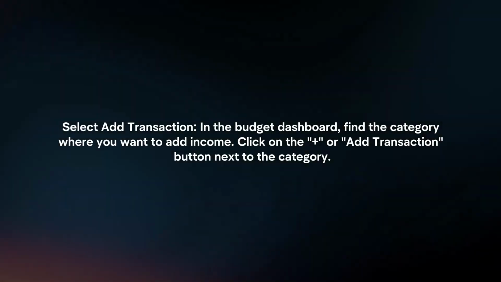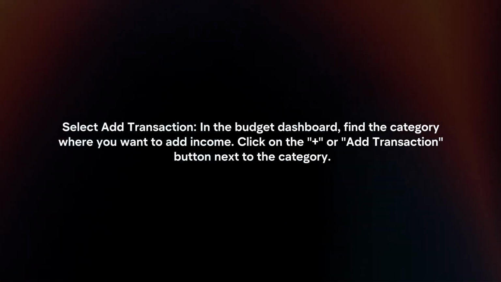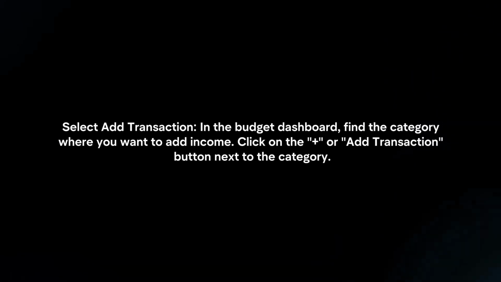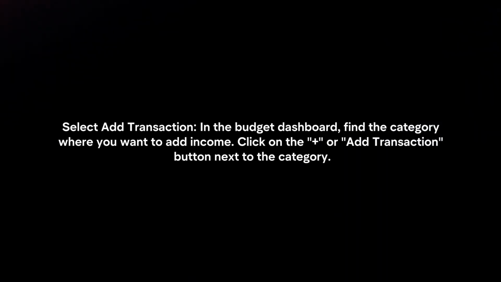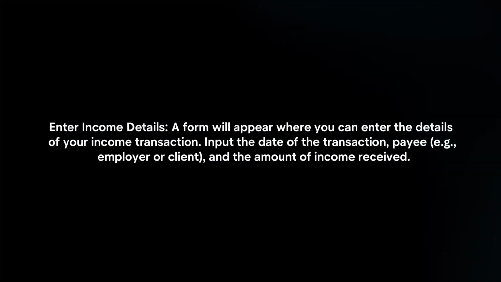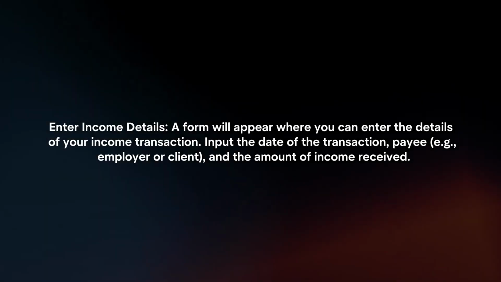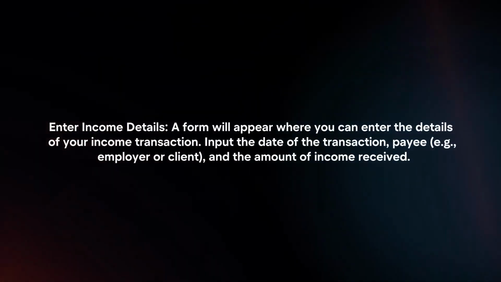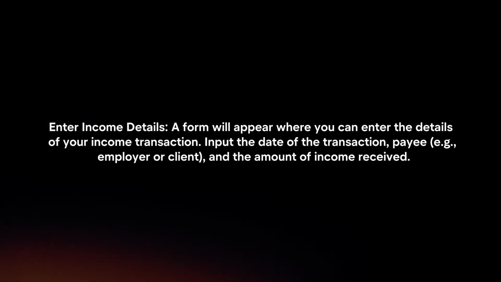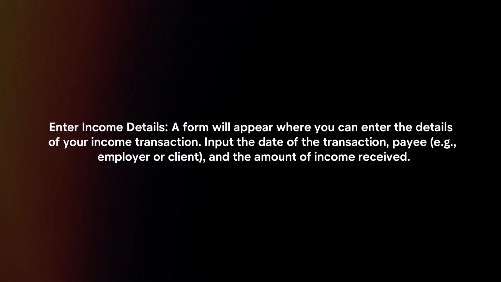Select Add Transaction. In the budget dashboard, find the category where you want to add income. Click on the plus or Add Transaction button next to the category. Enter income details. A form will appear where you can enter the details of your income transaction. Input the date of the transaction, payee, and the amount of income received.